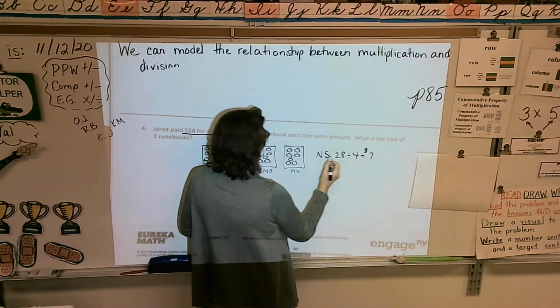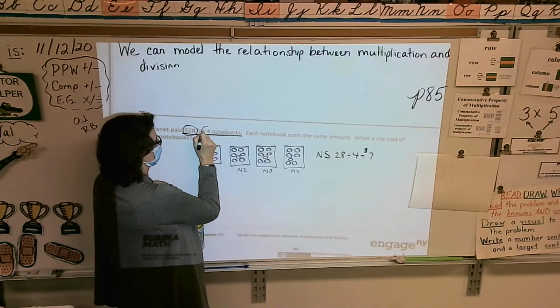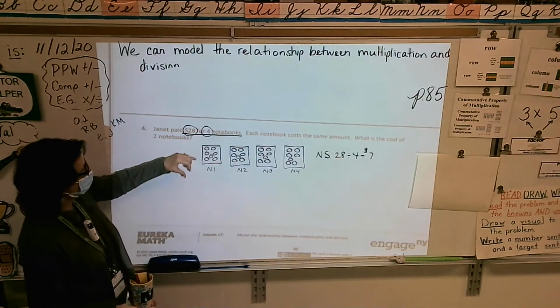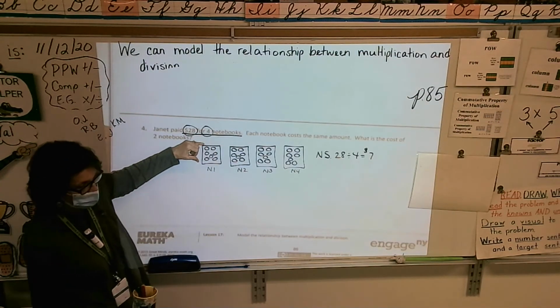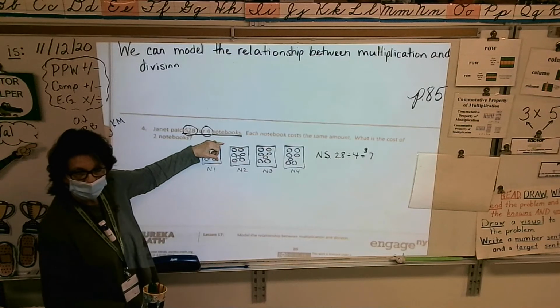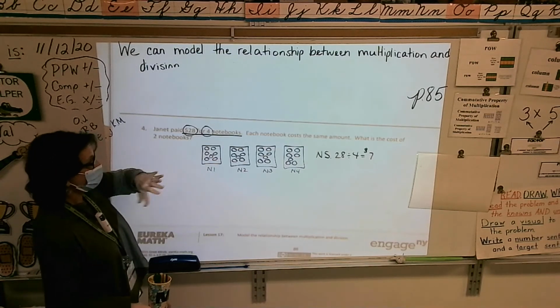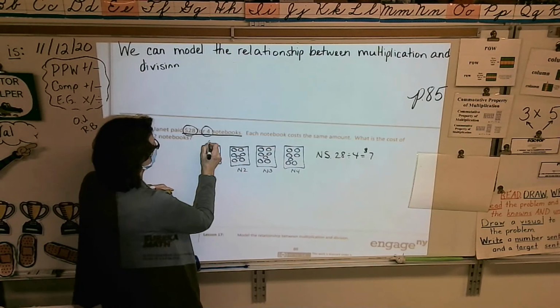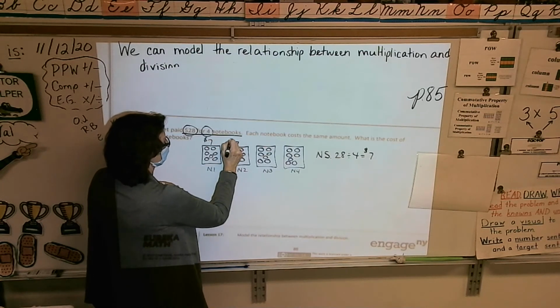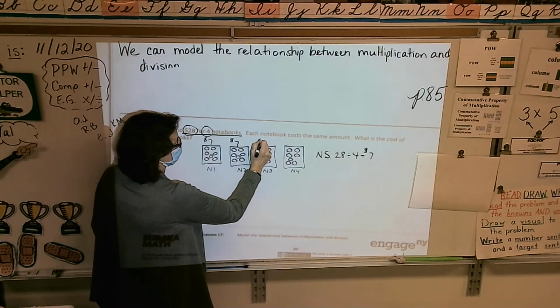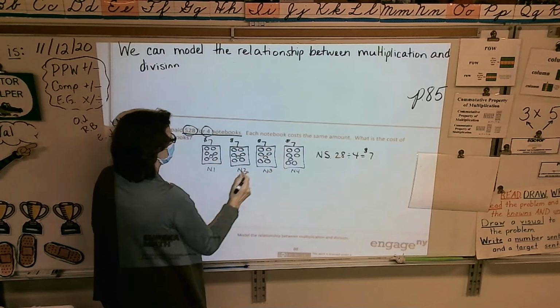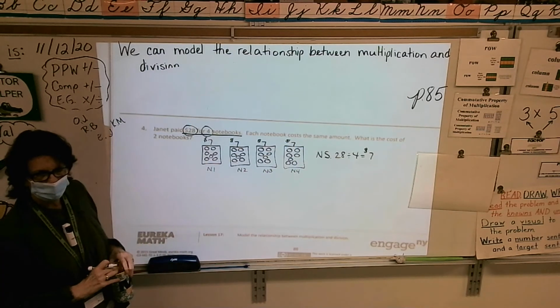Equals 7. We're going to put $7 there. And I love that she used 28 and 4 in her number sentence. Nice job. Remember, go back and circle your knowns in your sentence. It will remind you what numbers to use. All right, so that's the cost of one notebook. And I can even go up here and put $7, $7, $7, $7, now that we did our fair share.